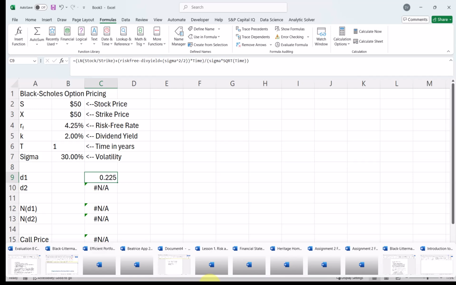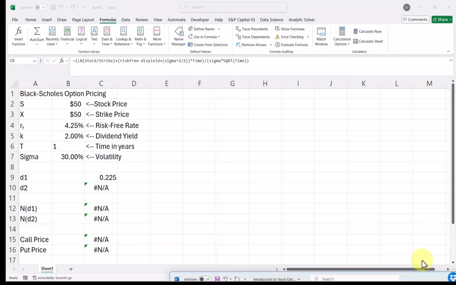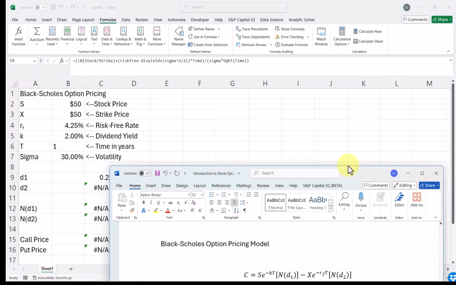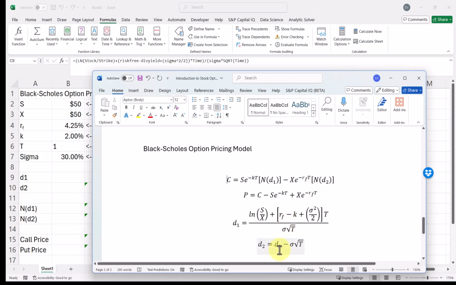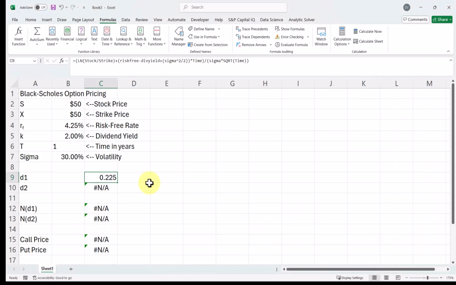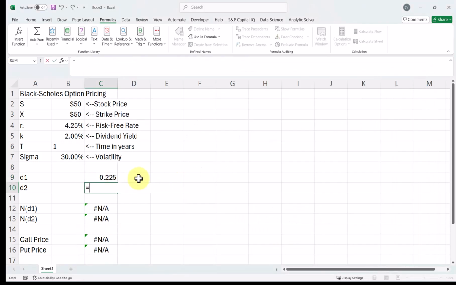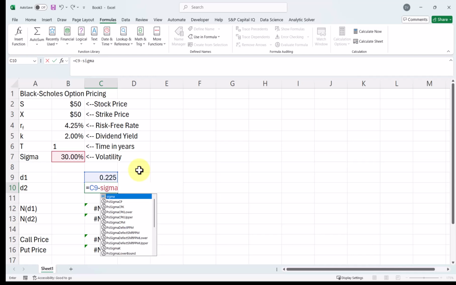D2, and I'll just open up that document again to show you that. D2 is equal to D1 minus sigma multiplied by the square root of time. So we're going to take D1 and we're going to subtract sigma multiplied by the square root of time, just like that.